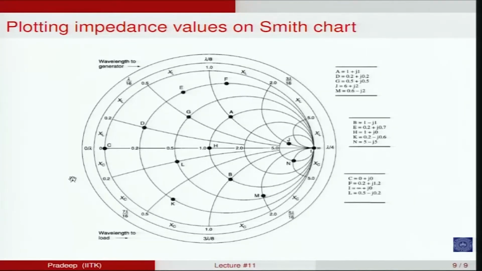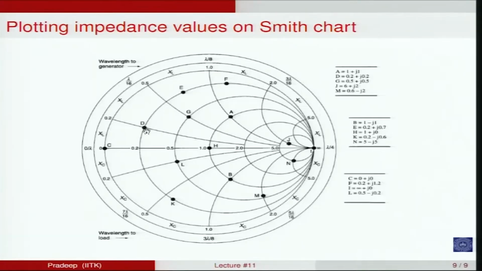Or you can print out this slide and cover up all these points A to M, N, and then try to see whether you are actually getting these values correctly. For example, what is the impedance at point A? You have to see that this is at the intersection of a constant R circle and a constant X circle. What is the constant R circle here? The constant R circle is 1, the constant reactance circle is 1. So A is at 1 plus j1, and that is precisely what you get.